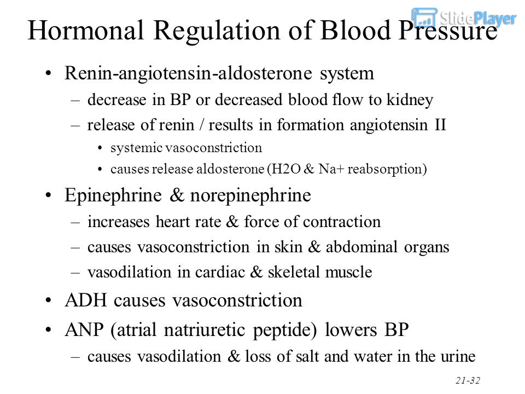Epinephrine and norepinephrine increase heart rate and force of contraction. They cause vasoconstriction in skin and abdominal organs and vasodilation in cardiac and skeletal muscle. ADH causes vasoconstriction. ANP, atrial natriuretic peptide, lowers BP. It causes vasodilation and loss of salt and water in the urine.